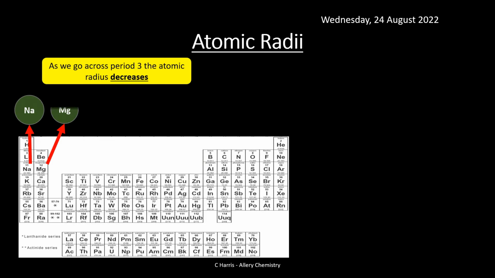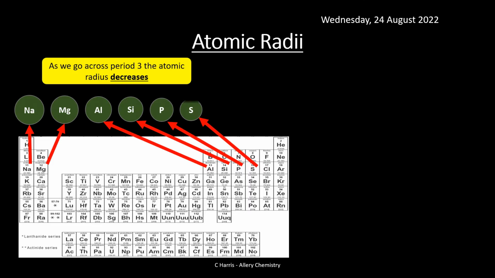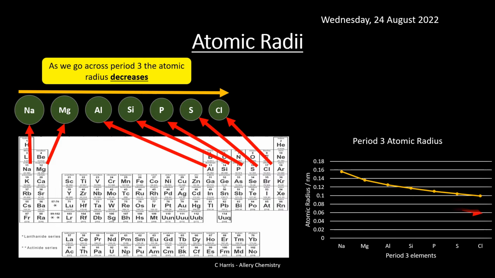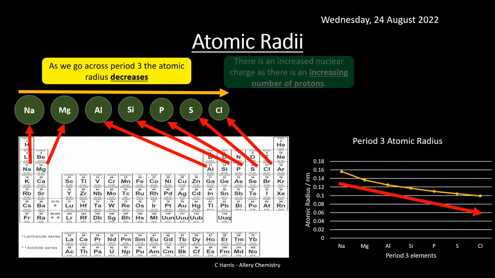It's obviously the size of an atom. And as we go across period 3, so this is the 3rd row down, the radius actually decreases as we go across period 3. So we're starting with sodium at one end to chlorine at the other. If we look at a graph here, we can see that the radius declines over that period.